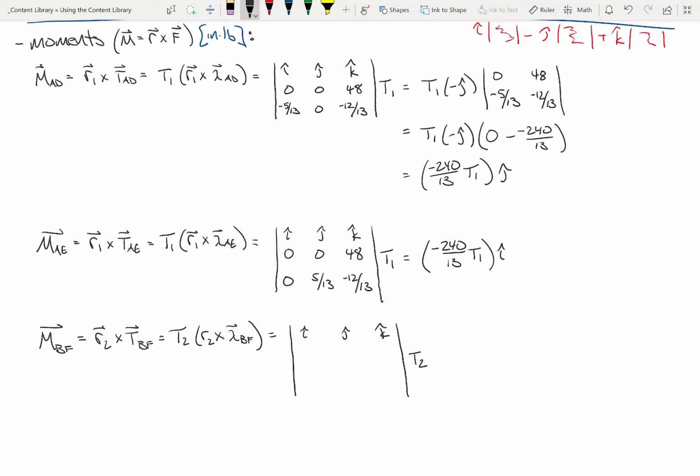So the R is going to be 0, 0, and 30. And then the lambda is, what was that, 8 over 17? 0 and minus 15 over 17. I think that's how that came out to be. Equals. All right. So for the I term, cross that out, 0 and 0.